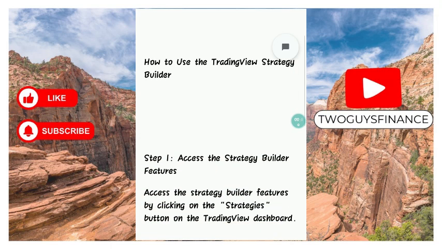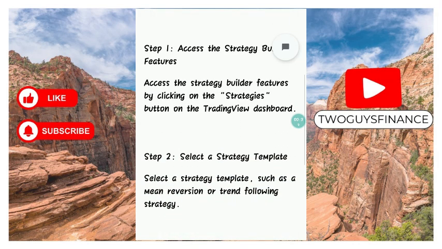Now the first step is going to be to access the strategy builder feature. You can go ahead and access the strategy builder features by simply clicking on the strategies button that's on the Tradingview dashboard. Step 2 is going to be to select a strategy template. So go ahead and select a strategy template such as a mean reversion or a trend following strategy.